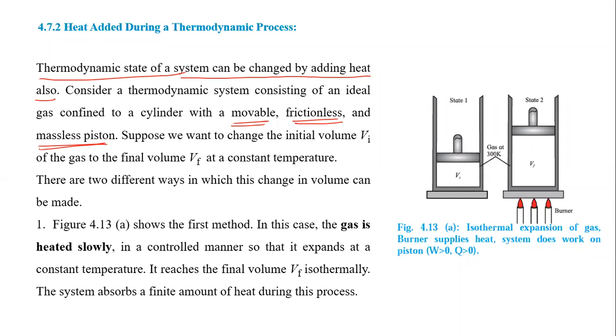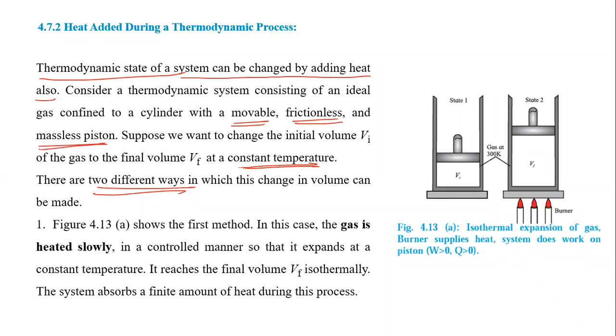Suppose we want to change the initial volume Vi to the final volume Vf at constant temperature. At constant temperature means an isothermal process. There are two different ways in which this change in volume can be made. Now let me discuss both the ways here.